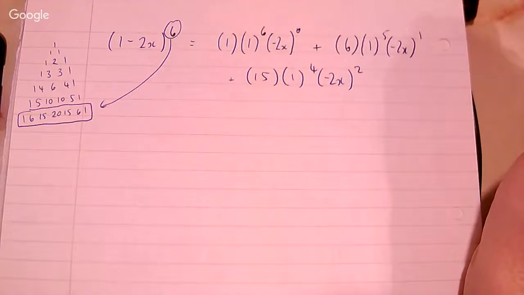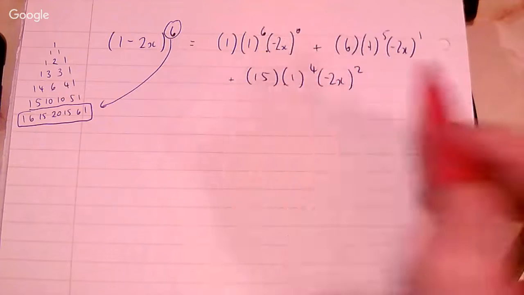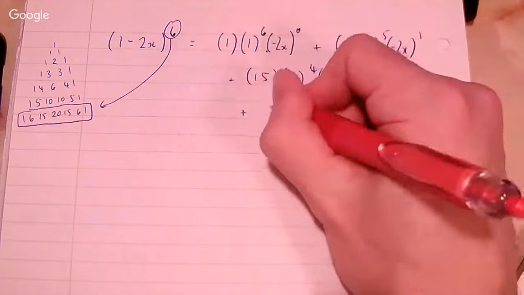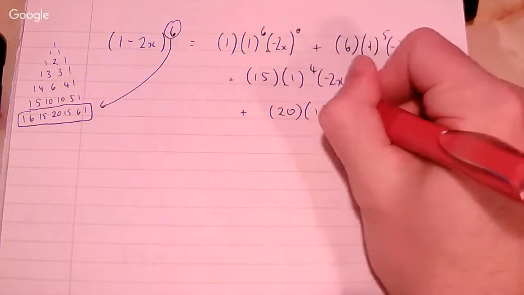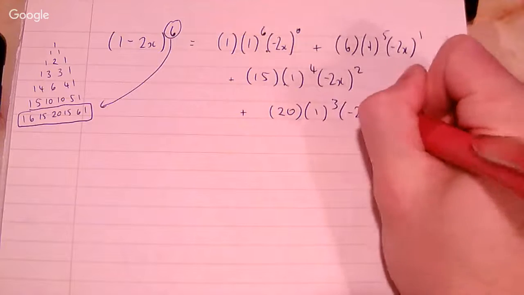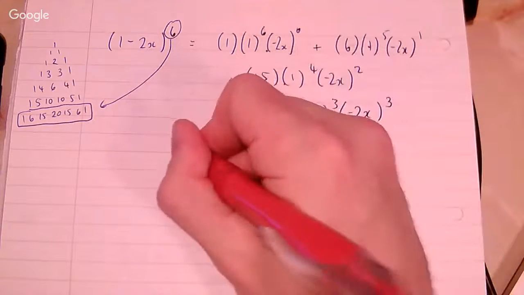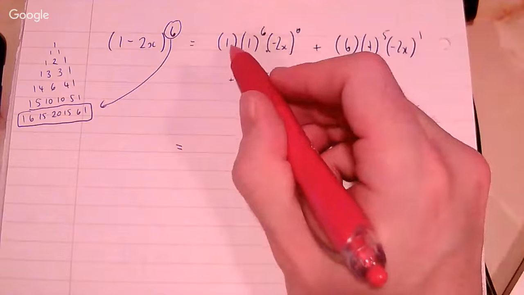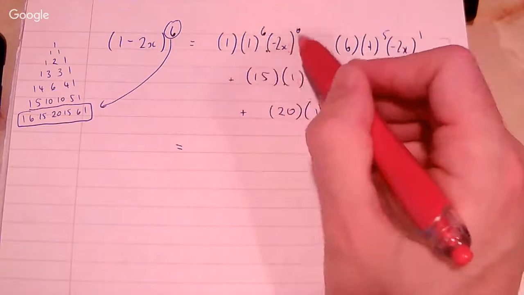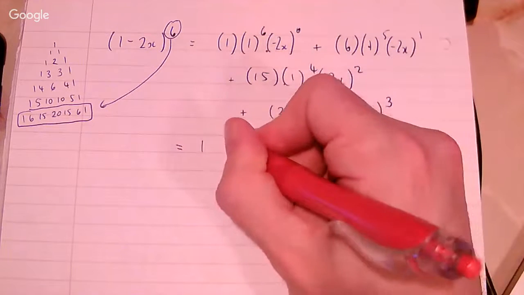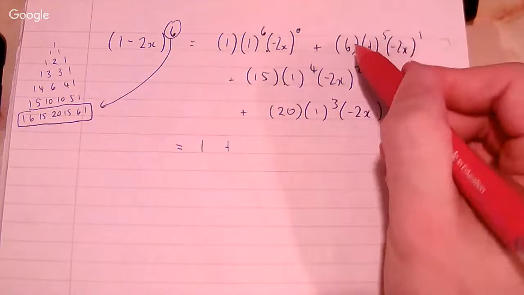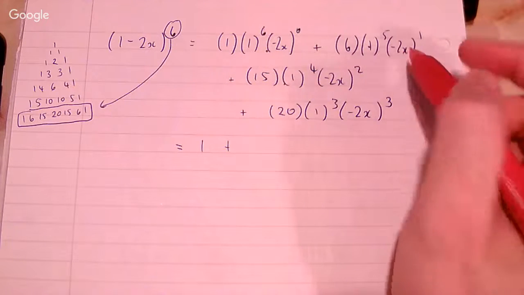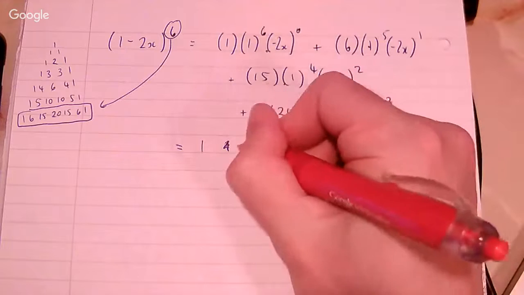And it wanted me to go up to the first 4 terms, so that's 1, 2, 3 terms, so I just need to do one more set of terms. So that would be 20, 1 cubed, and then minus 2x cubed. So now starting to answer those, 1 times 1 and anything to the power 0 is 1, so that's just 1. Then we've got 6 times 1, but then times by minus 2, so that shouldn't be a plus, so I think it should be a minus.